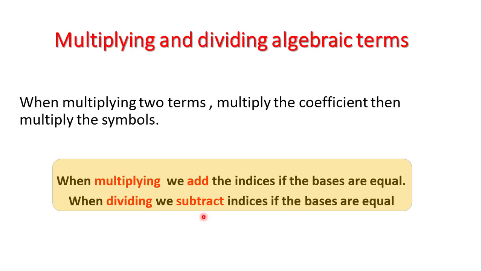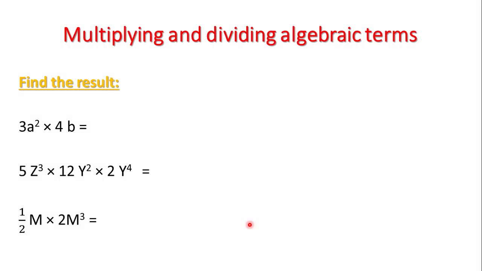Also, we will multiply and divide numbers or coefficients as usual. For example, here we have 3a power 2 times 4b. At first, I'll add numbers or coefficients. 3 times 4 is 12. A power 2 times b, it means a power 2b because we have different bases or different algebraic factors. So it will be 12 a power 2b.